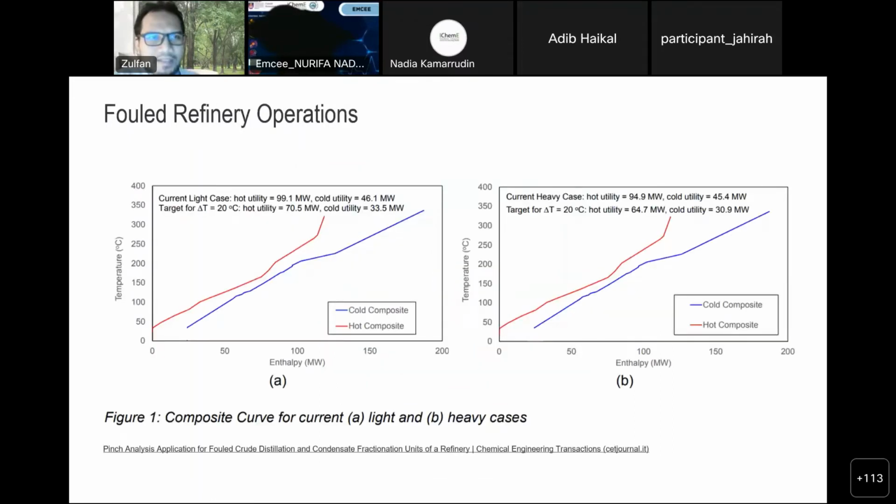This is the latest project about heat integration that I did. It was 2020, early 2021.